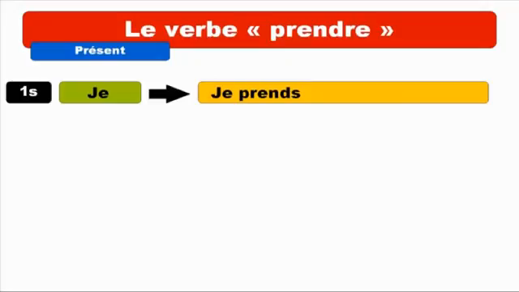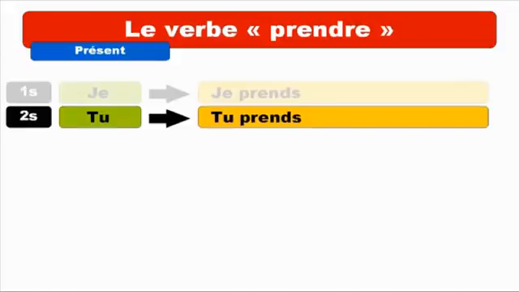So the first person of the singular, je, it's je prends. Repeat. Je prends. Okay, so you can see that we've got S at the end and then D as well, but then we don't pronounce them. So actually the only thing we will pronounce for this form is P-R-E-N, and it's the sound prend. Okay, repeat.